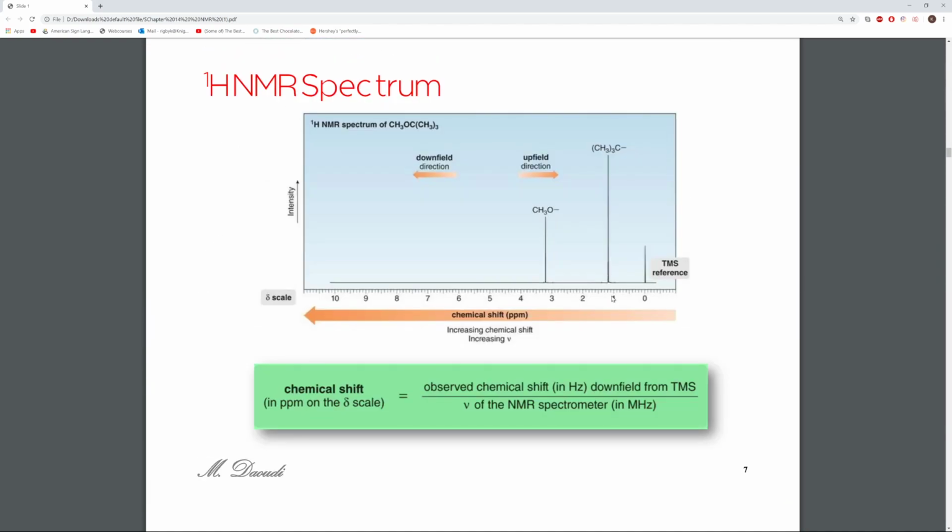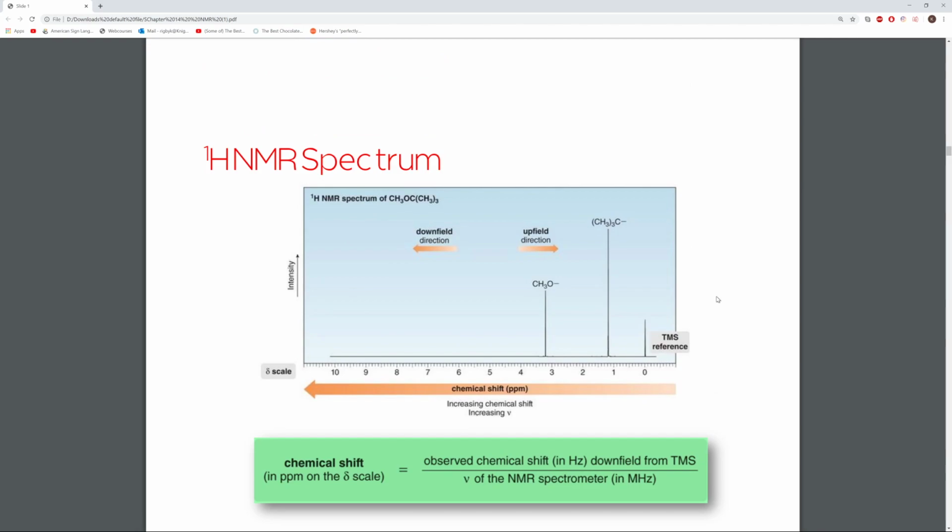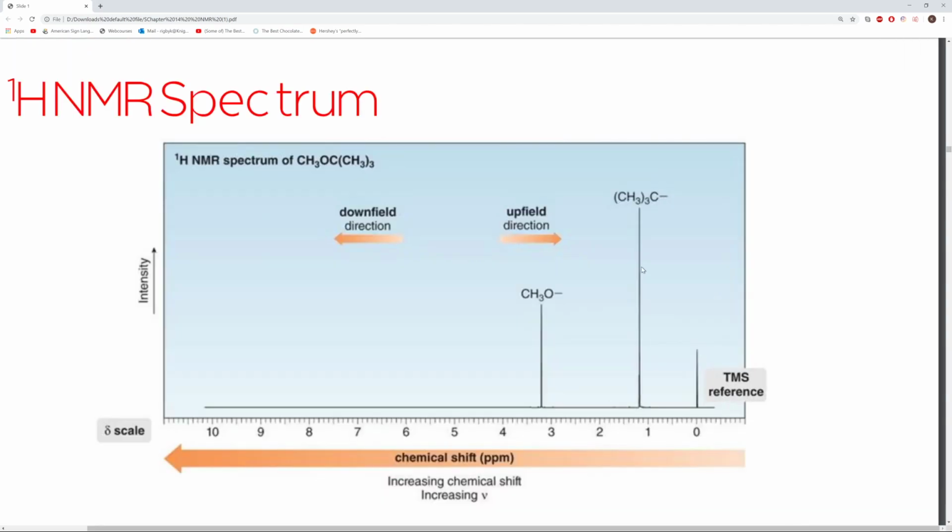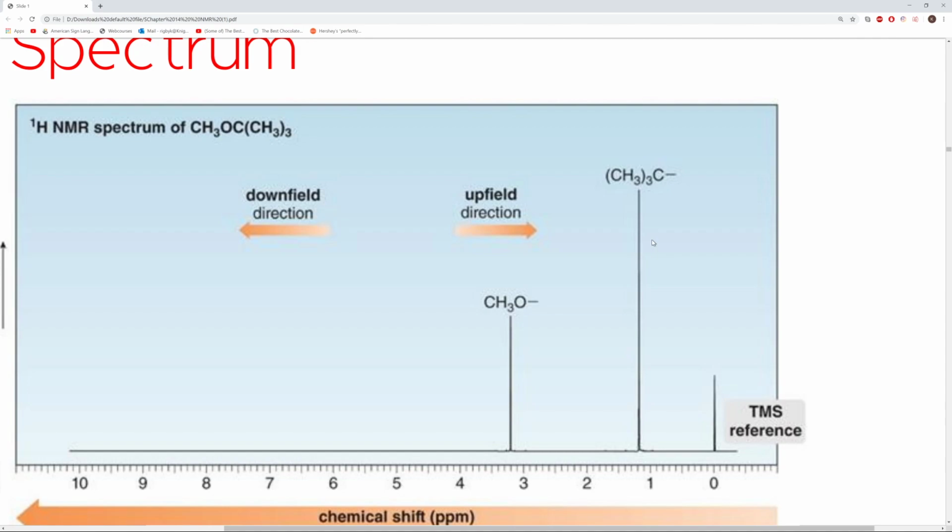So this is an H1 NMR spectrum, a proton NMR spectrum. What this is measuring is the protons, not the whole molecule. This graph here I don't like because it shows you parts of the whole molecule, but what it's actually measuring here are the two different types of protons. So we have this CH3O on the left, which corresponds to one type of proton, and the CH3 3C corresponds to a different type of proton. This graph is not about the actual molecules, it's about the hydrogens.